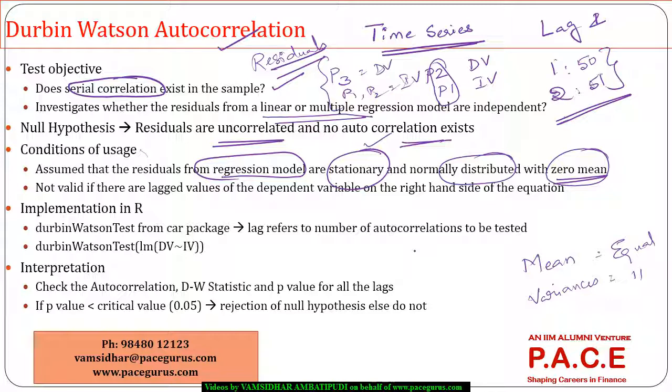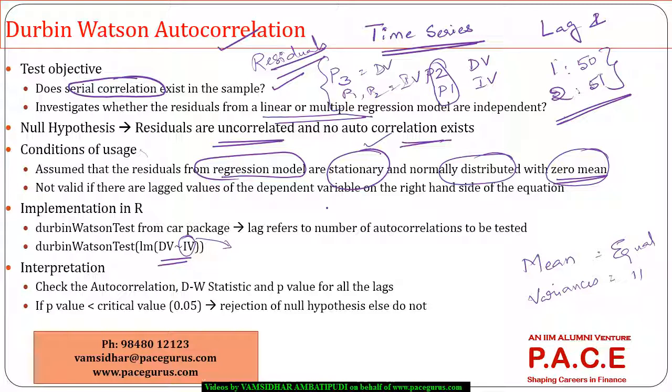And this method will not be valid if there are lagged values of the dependent variable on the right-hand side of the equation. We are trying to build a relationship between the dependent variable and the independent variables, but if the independent variables again include lagged values of the dependent variable itself, then I should not use the Durbin-Watson statistic. I'll be talking about the next one that I'm going to look at.